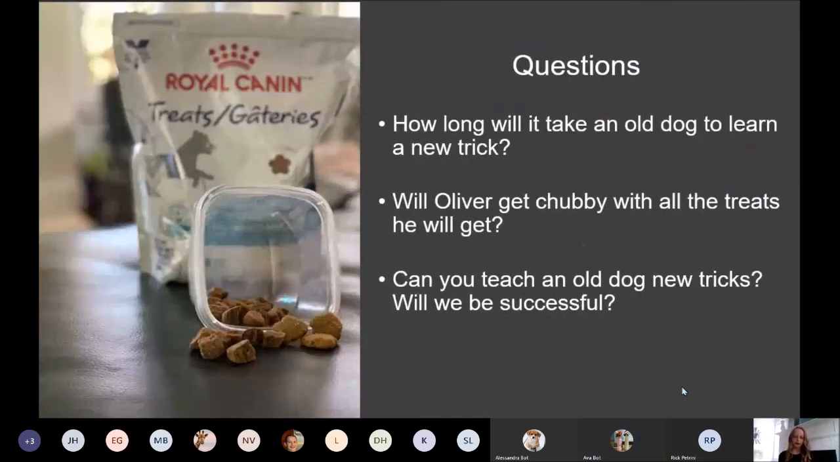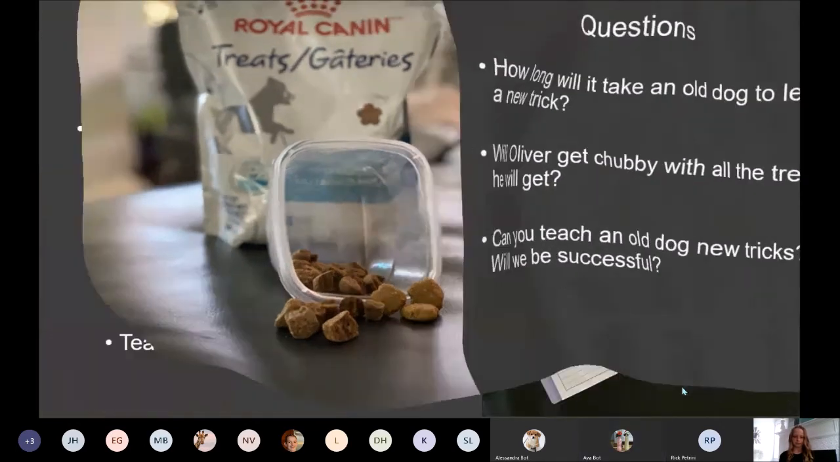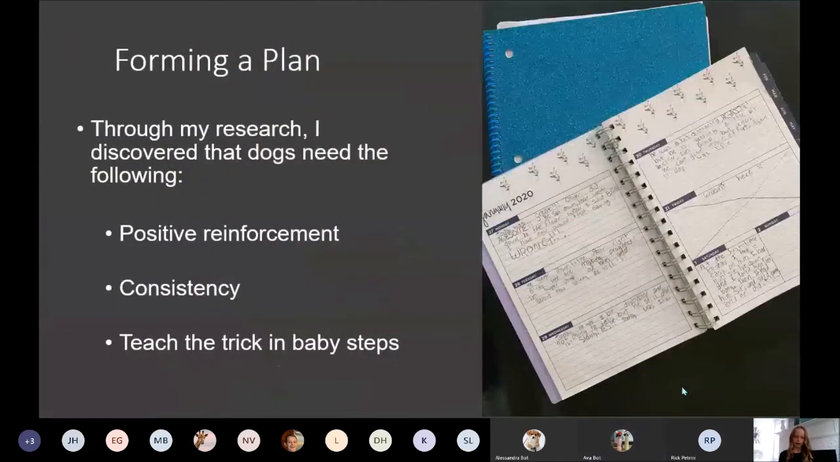I had a few questions at the beginning of this process. How long will it take to teach an old dog a new trick? Will Oliver get chubby with all the treats he'll get? And can you teach an old dog new tricks? Will it be successful? The plan started forming through my research. I discovered that dogs need the following: positive reinforcement, consistency, and teaching the trick in baby steps.